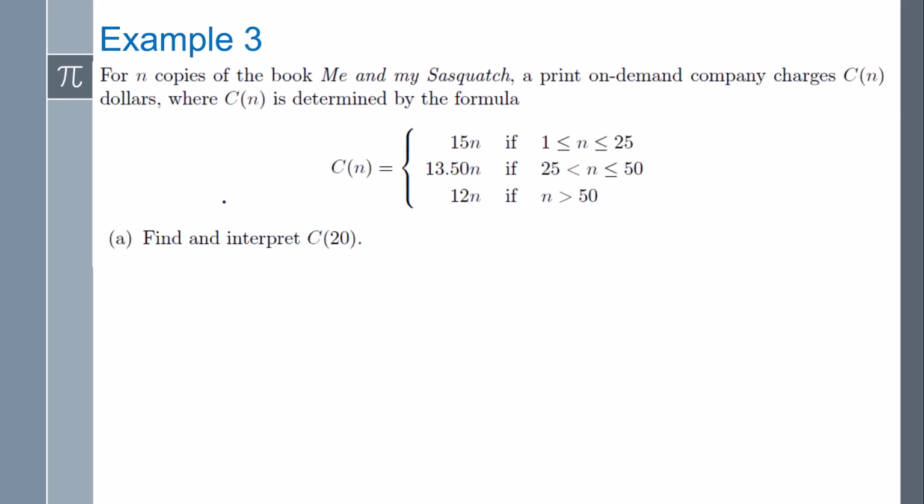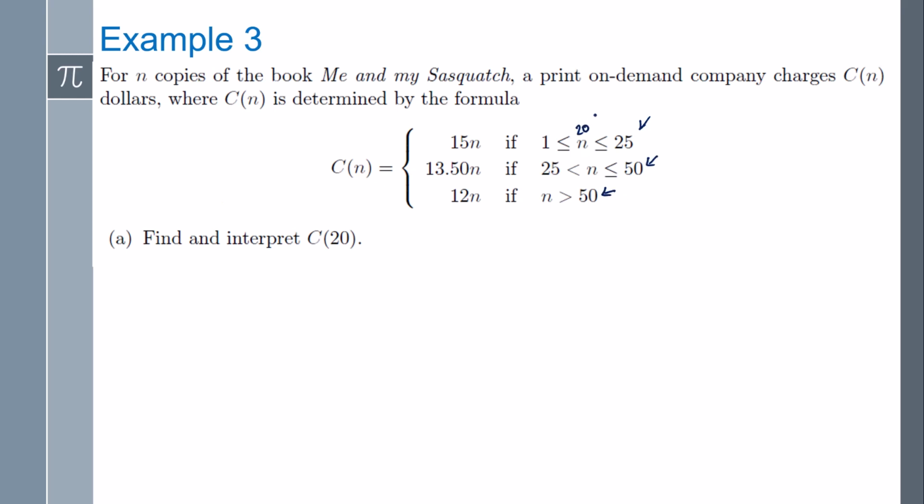One more. For n copies of the book, Me and My Sasquatch, a print on-demand company charges C of n dollars, where C of n is determined by this formula. Find and interpret C of 20. So we have to look: where does 20 fit in? Is it the top, the middle, or the bottom?